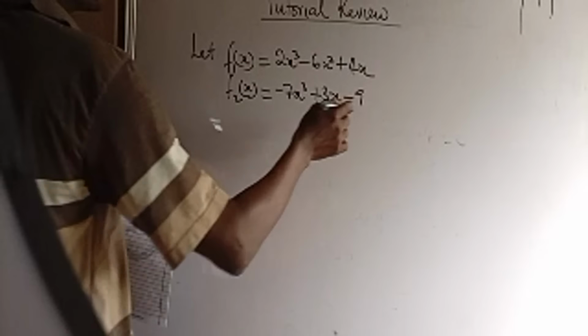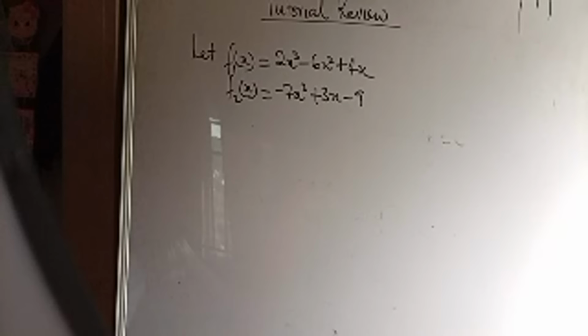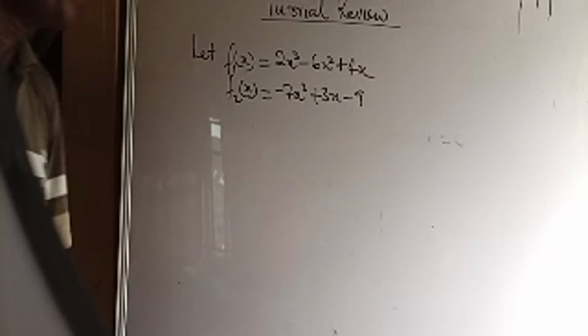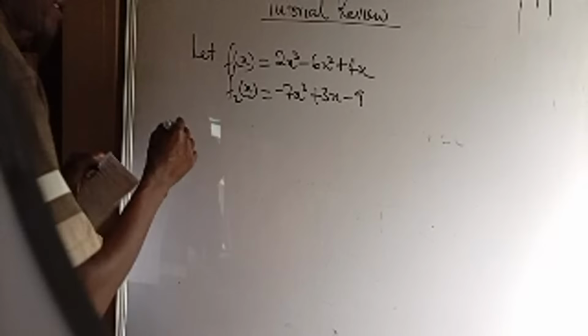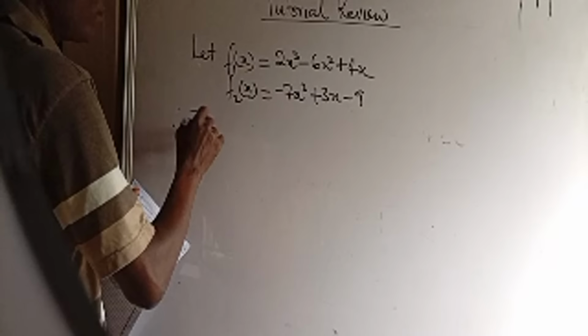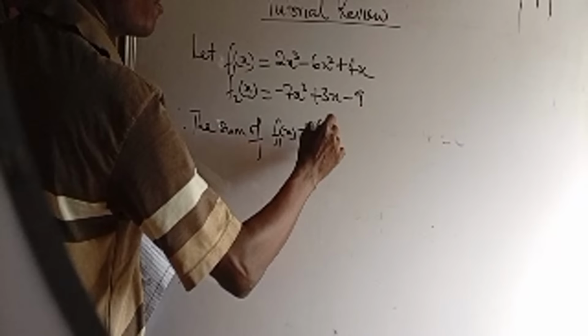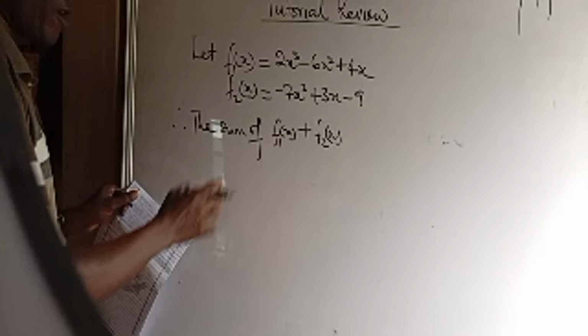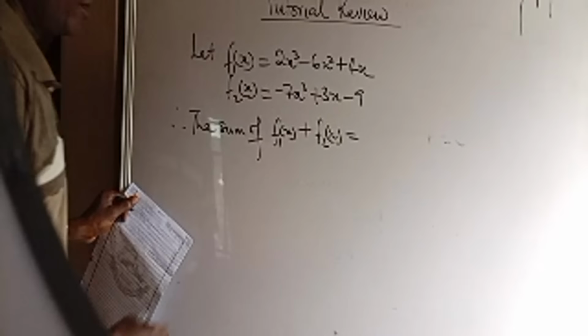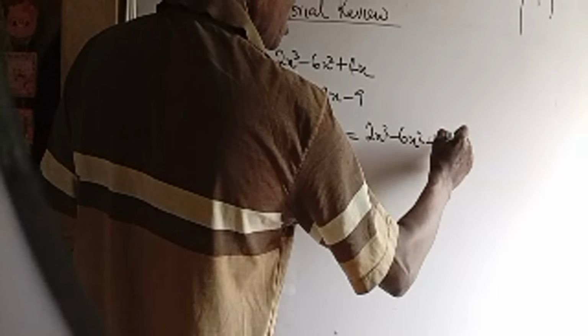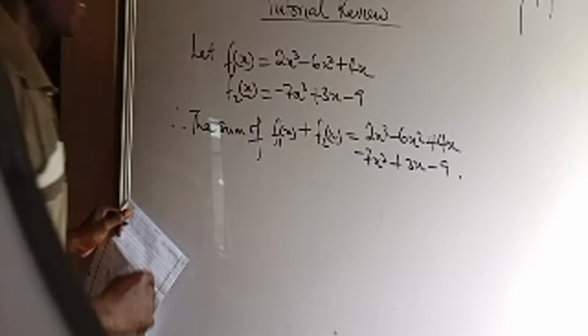These are two polynomials. The first one is a cubic polynomial. The second one is equally a cubic polynomial. Now, suppose the question asks us to find the sum. Therefore, the sum of f1 of x plus f2 of x, that is the sum of the two, will be 2x cubed minus 6x squared plus 4x, good, plus minus 7x cubed plus 3x minus 9, good.